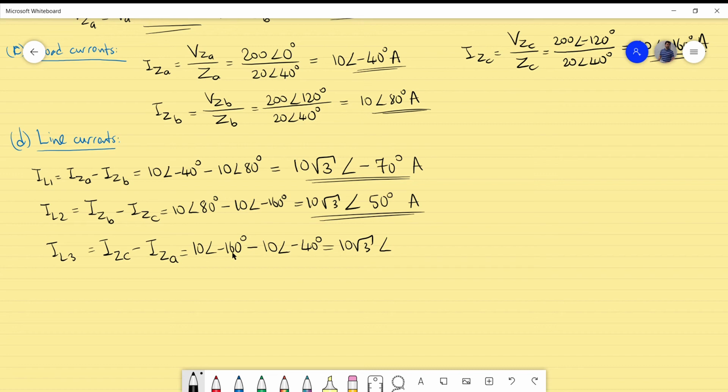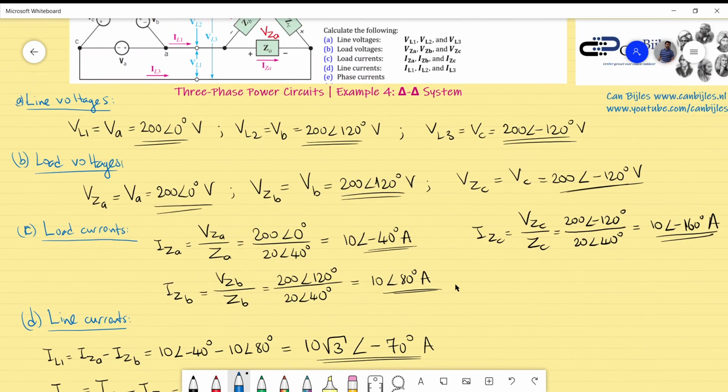So I will end up at minus 190. So I will have minus 190 degrees. And these are the line currents. So we're already done with question D, which is quite easily done. So let's move on to the last one, which is the phase currents.